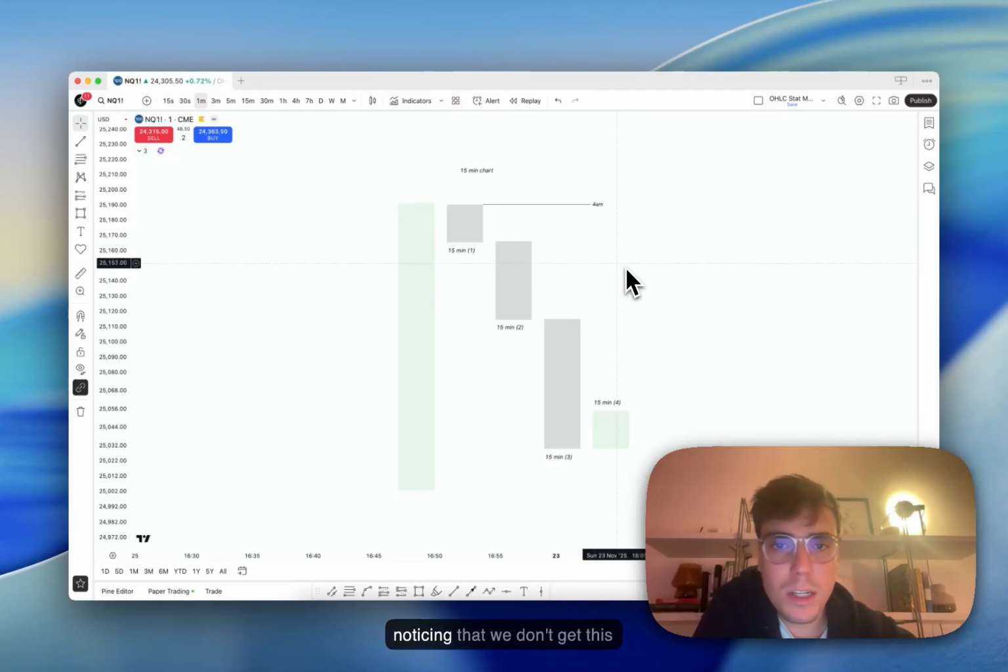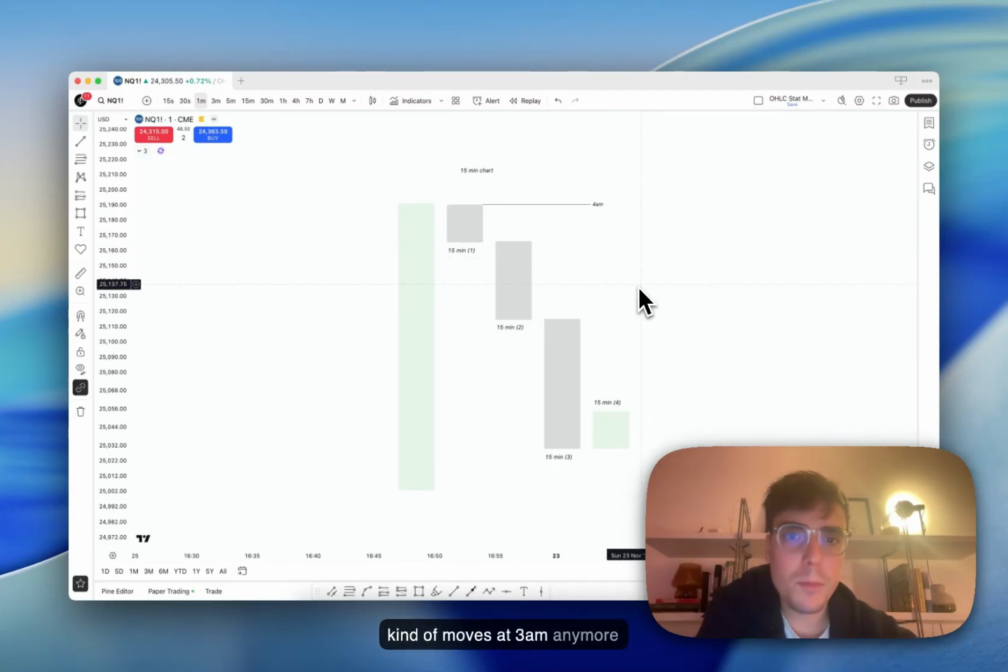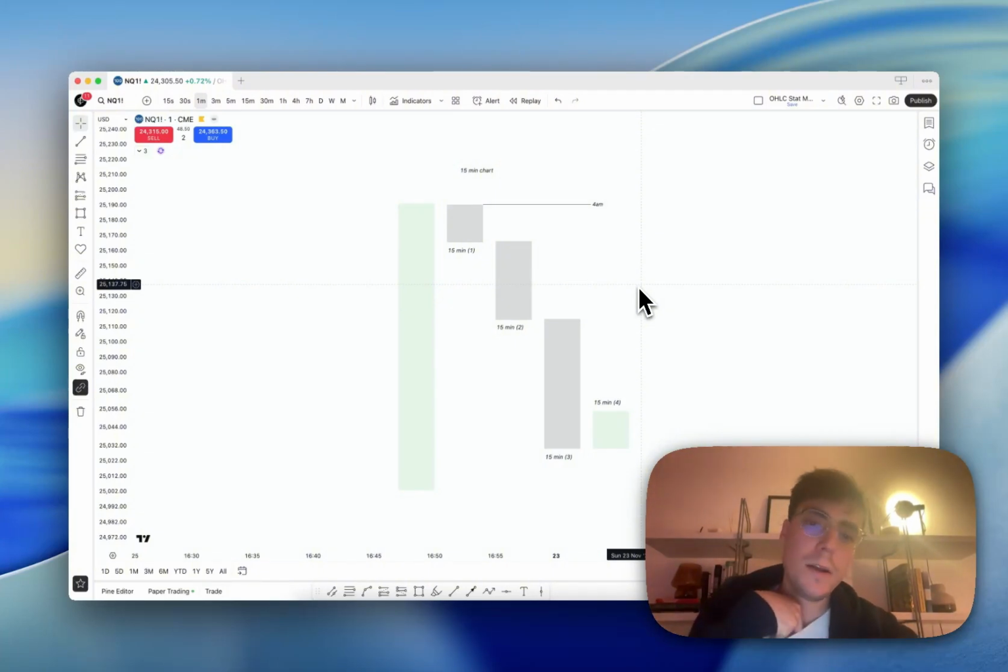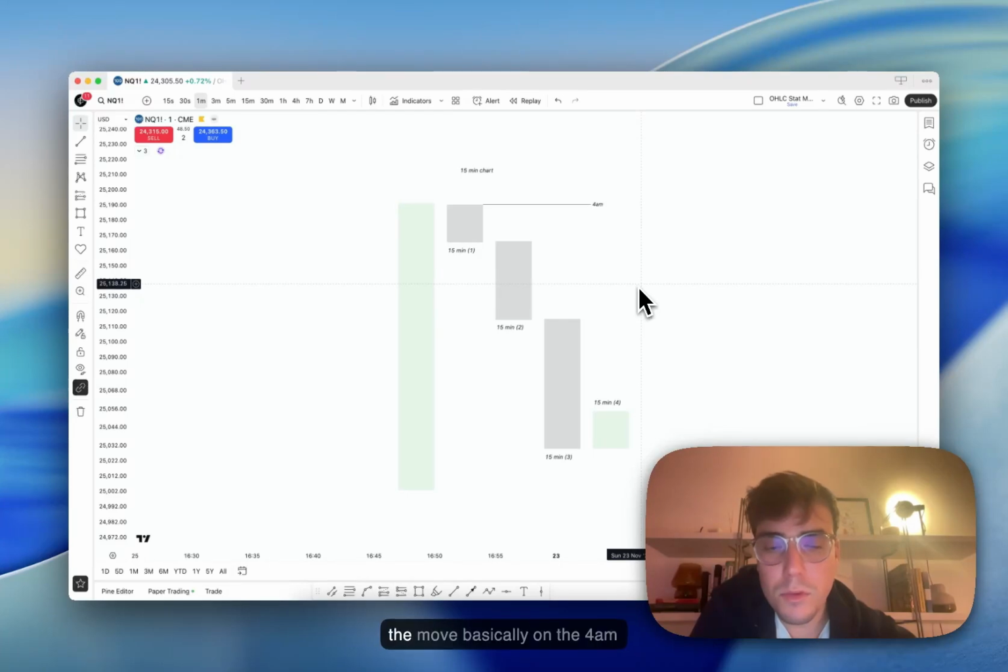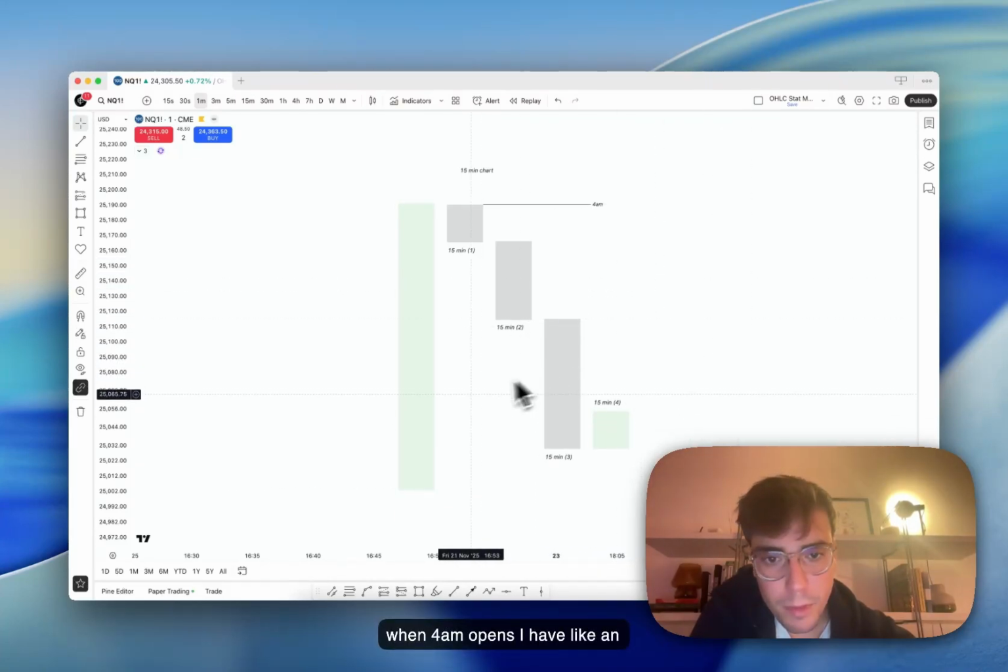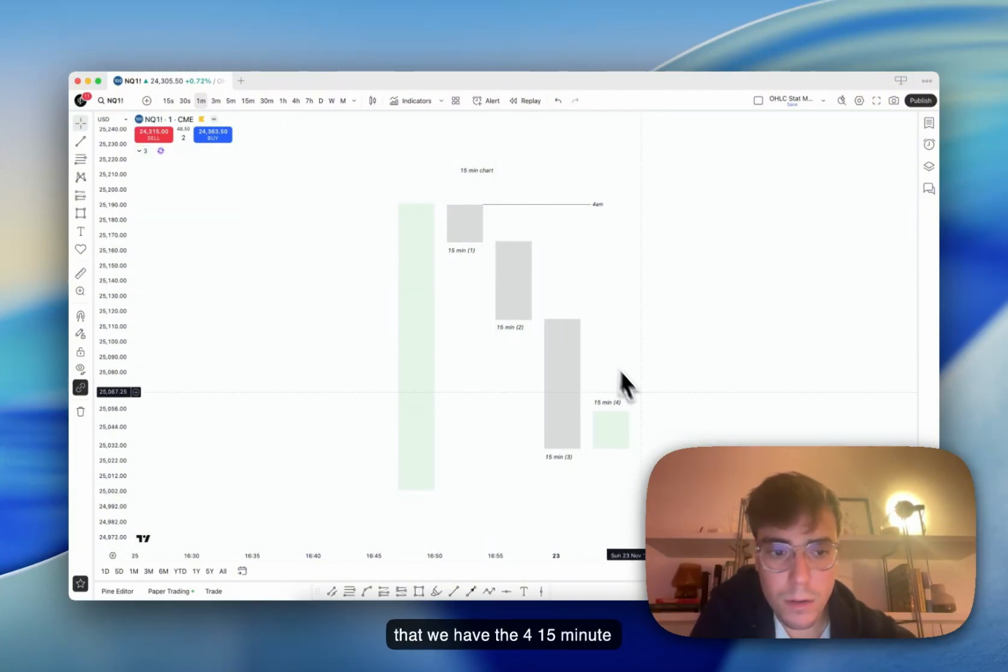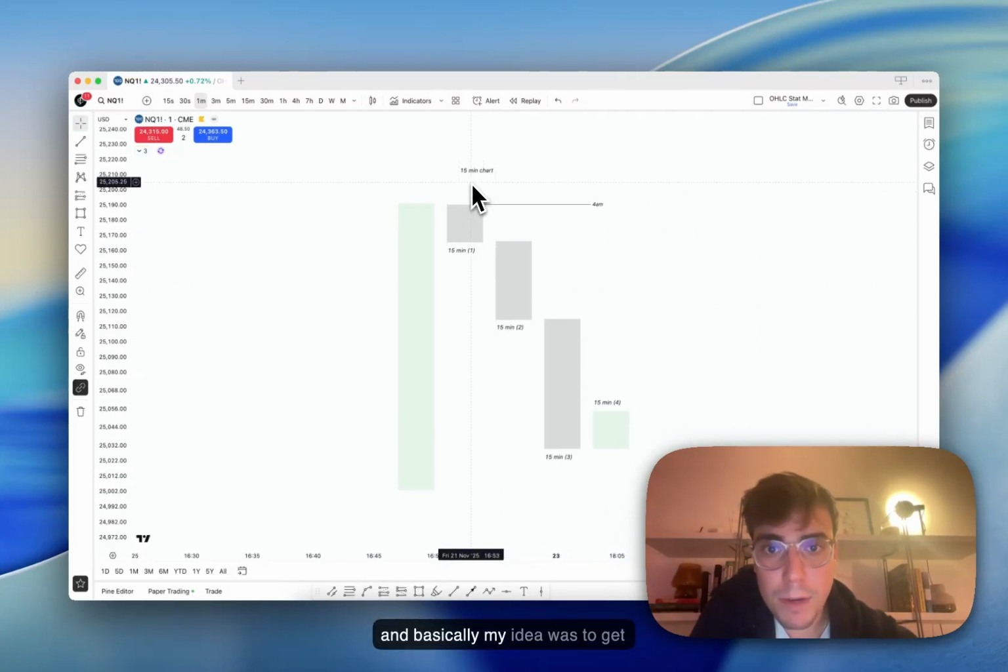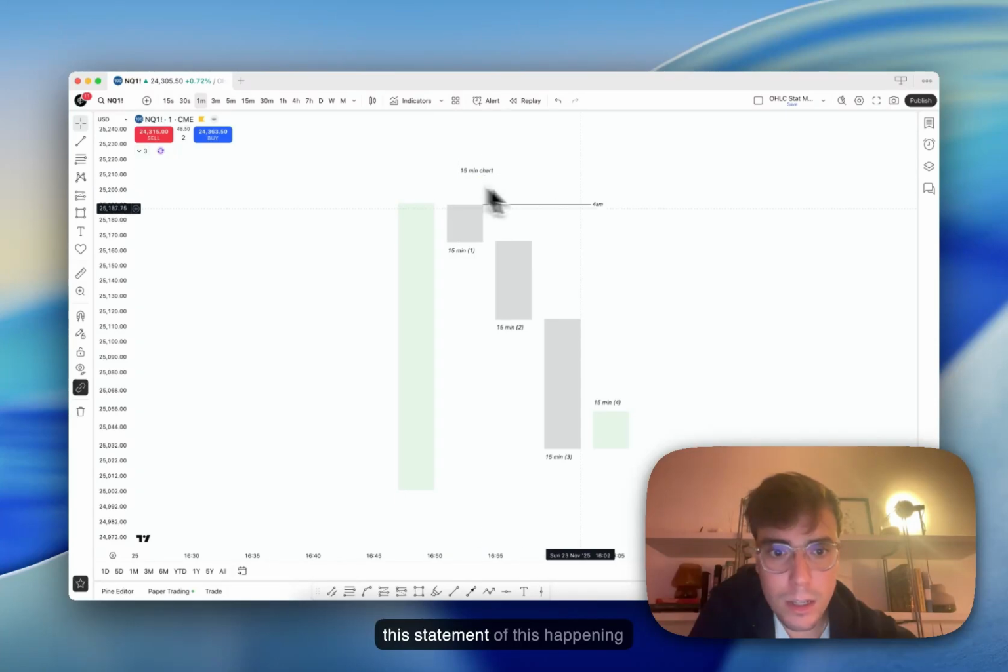But lately I've been noticing that we don't get these kinds of moves at 3 a.m. anymore, or at least for the past few months. Instead, we get the move basically on the 4 a.m. hourly candle open. I have an example chart laid out here on TradingView, where we can see the 4 15-minute candles from the 4 a.m. candle. And basically my idea was to get confluence and get data behind this statement of this happening.